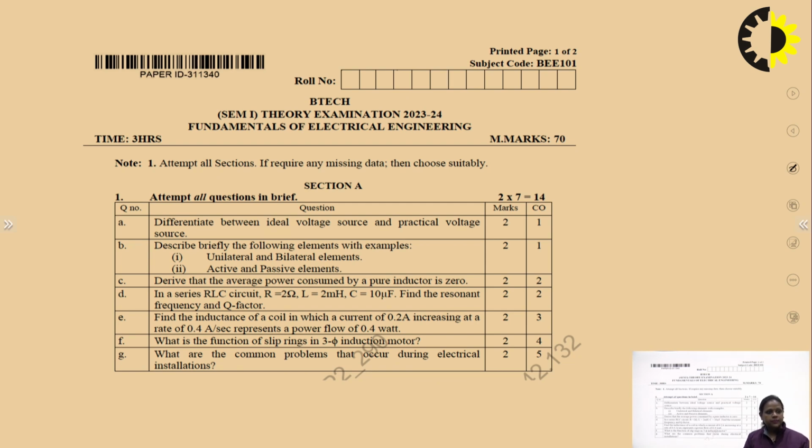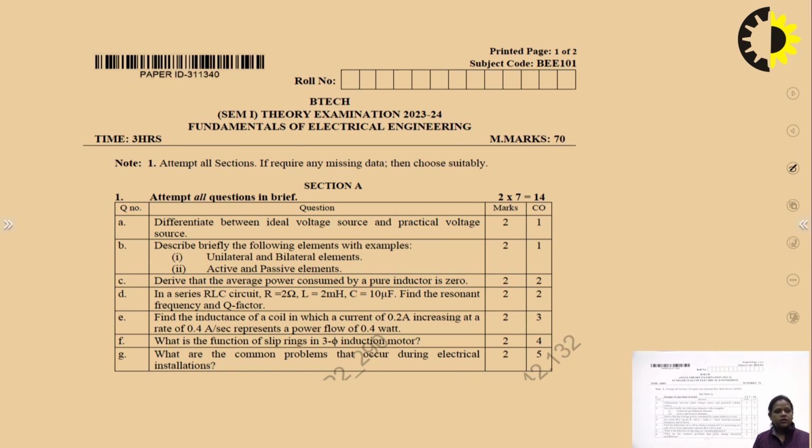Then question D: in a series RLC circuit, R is equal to 2 ohm, L is equal to 2 millihenry and C is equal to 10 microfarad. Find the resonant frequency and Q factor, that is quality factor. C and D both are from Unit 2. Then question E, find the inductance of a coil in which a current of 0.2 ampere increasing at a rate of 0.4 ampere per second represents a power flow of 0.4 watt. It is written as Unit 3, but this is actually from Unit 2.